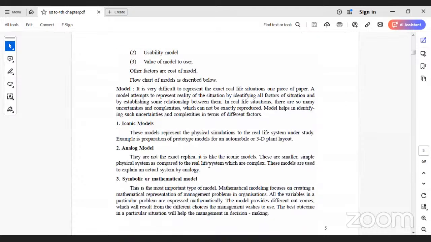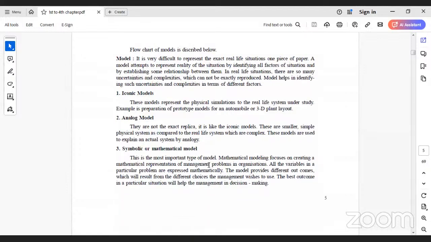Iconic model. These models represent a physical simulation. Physical simulation means the real life system under study is represented in space. Examples are preparation of prototype models of an automobile, or a 3D plant layout. In real life, that is a physical simulation. Analog model. They are not exact replicas. Compared to iconic models, they are smaller, simpler physical systems than the real life one. These models are used to explain the actual system by analogy.